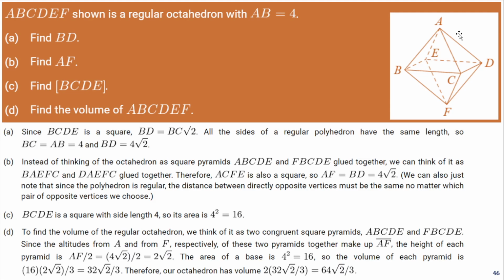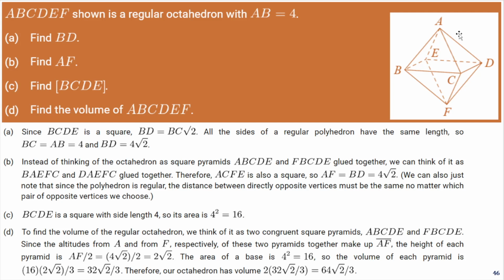Okay, let's have a look at the solution together. First, since BCDE is a square, BD equals BC times square root 2, right? All of the edges of a regular polyhedron have the same length, so BC equals AB equals 4 and BD equals 4 square root 2.